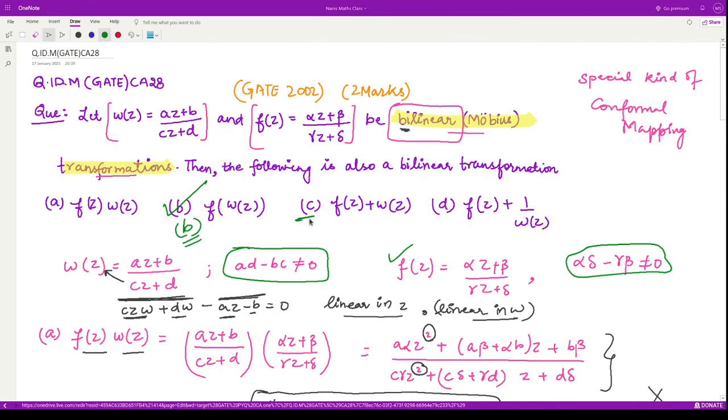Similarly, you can check the C part and D part, and these are obviously not the correct options because of this very same reason. When you add up these two, you won't be getting anywhere.